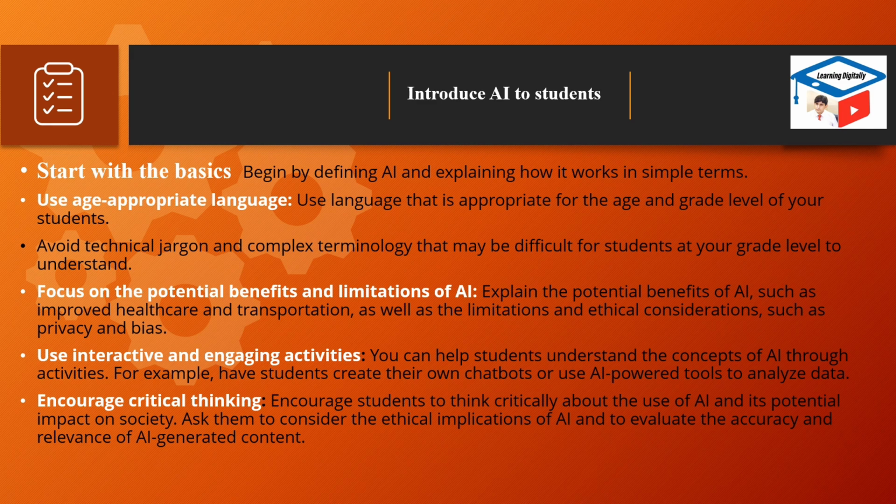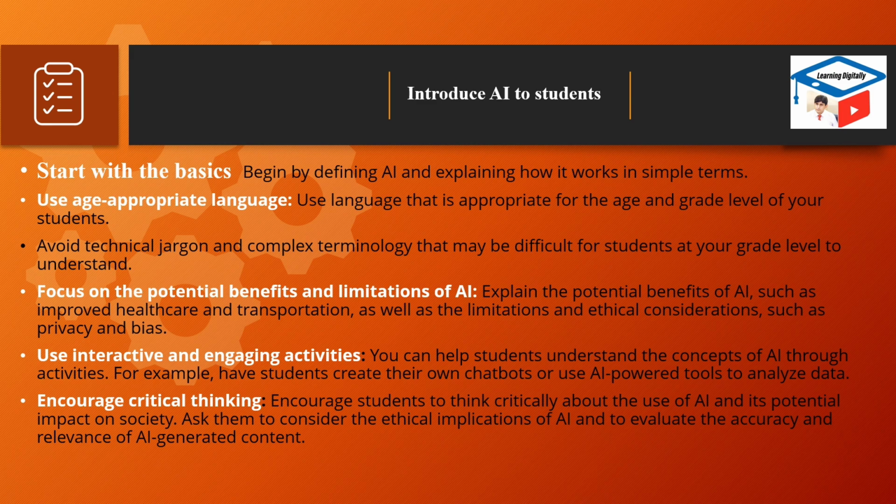Number three, focus on the potential benefits and limitations of AI. Explain the potential benefits of AI, such as improved healthcare and transportation, as well as the limitations and ethical considerations, such as privacy and bias. Number four, use interactive and engaging activities. You can help students understand the concepts of AI through activities. For example, have students create their own chatbots or use AI powered tools to analyze data.